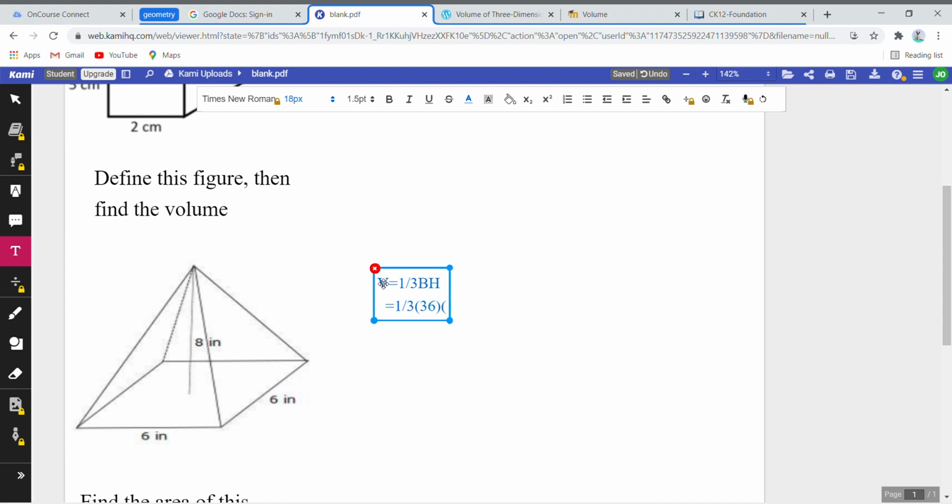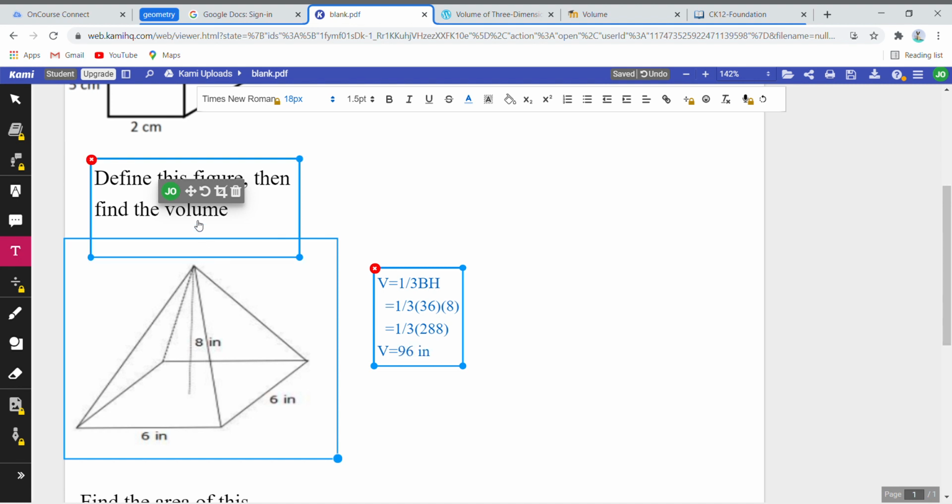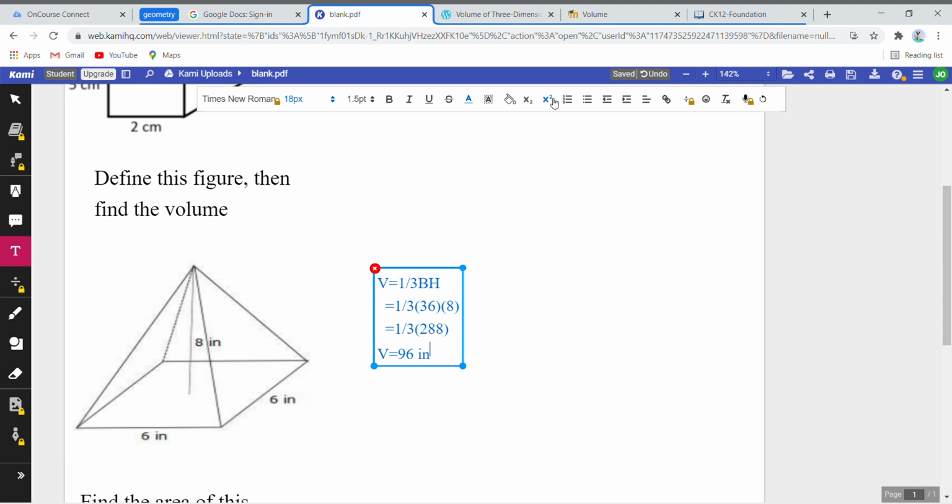And the height is 8 because that's that little distance from the base to the tip, the height of the pyramid. So now you just need to do that math. And so you have 36 times 8, which is 288. And then 1/3 of that is 96 inches cubed because it's volume, not area, so it's cubed.